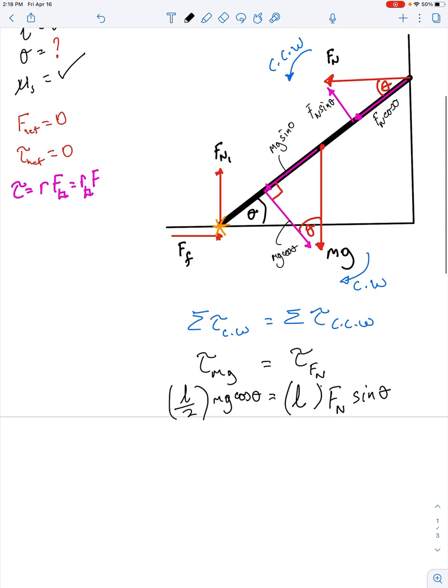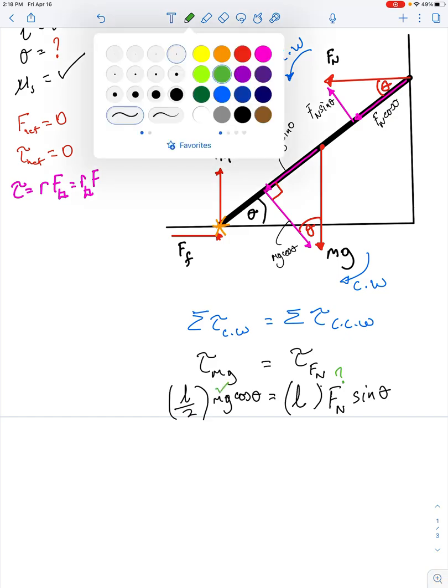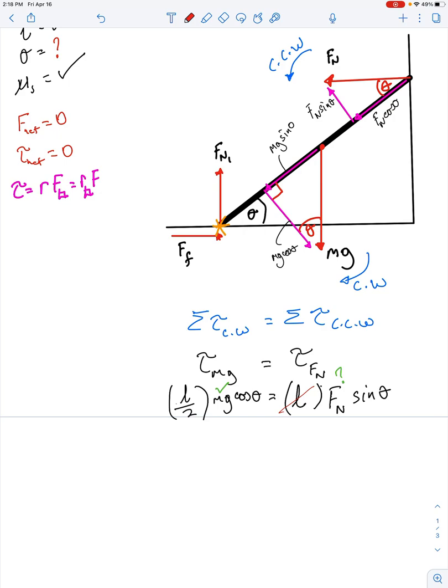So now we're looking for theta, right? So we check. Remember the famous check. Students don't like to check. We don't know Fn. We know M, but the L's cancel. Do you see that the L's cancel? So we don't know Fn. In order to find theta, I need Fn. So that's a problem.